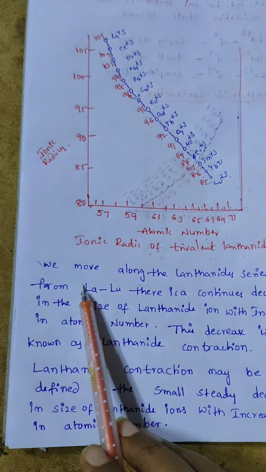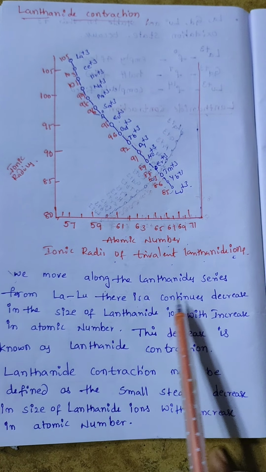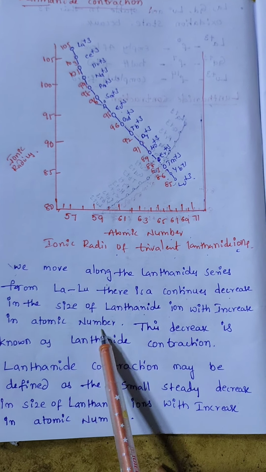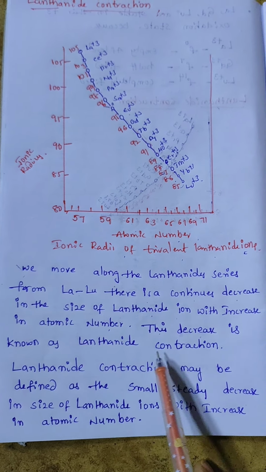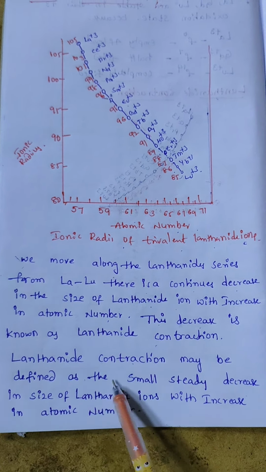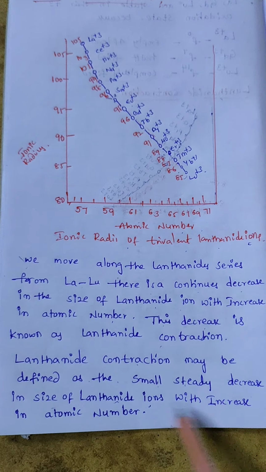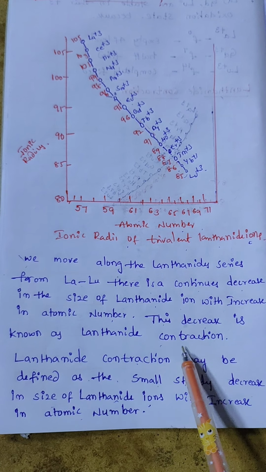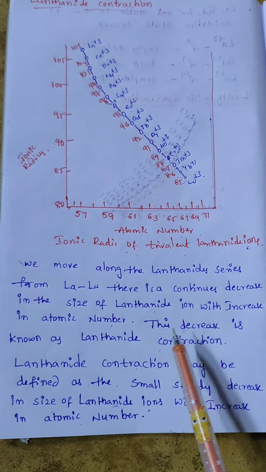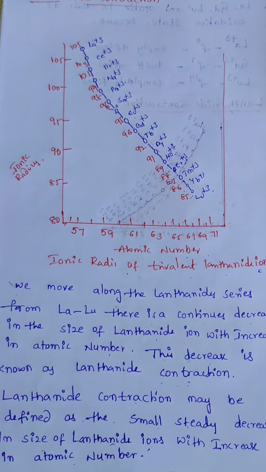So see here, as we move along the lanthanide series from lanthanum to lutetium, there is a continuous decrease in the size of the lanthanide ion with increase in atomic number. This decrease is known as lanthanide contraction. So lanthanide contraction may be defined as the small steady decrease in size of lanthanide ions with increase in atomic number. And what are the causes of the lanthanide contraction?